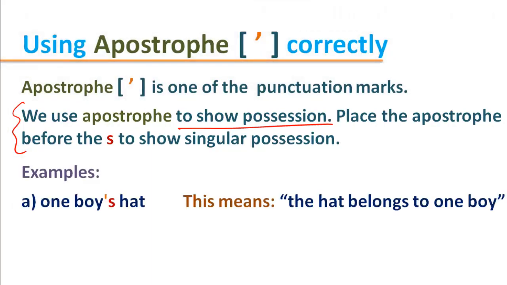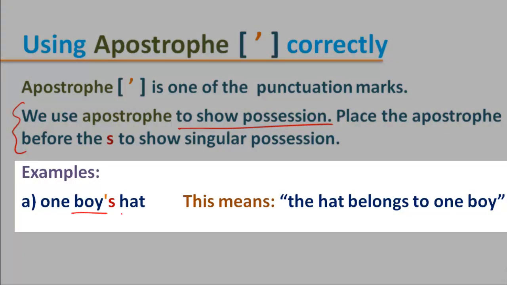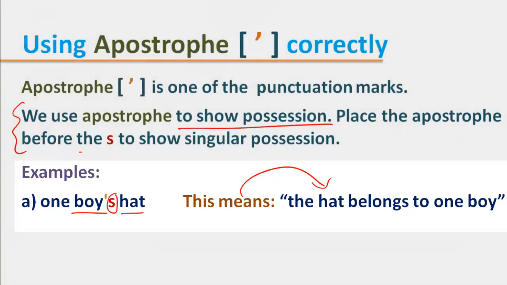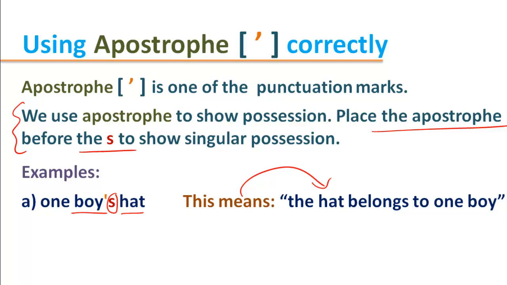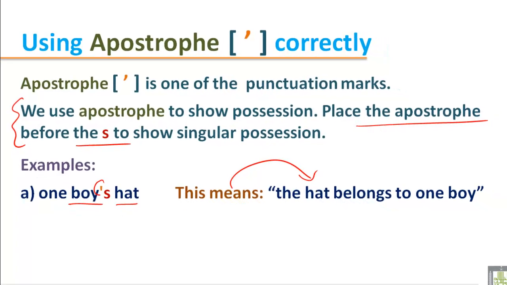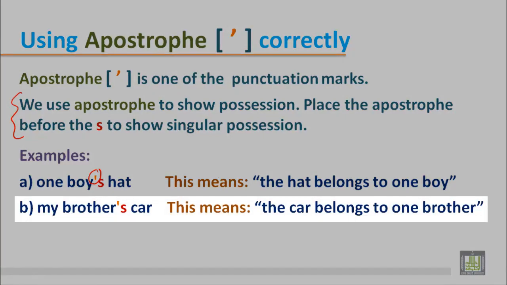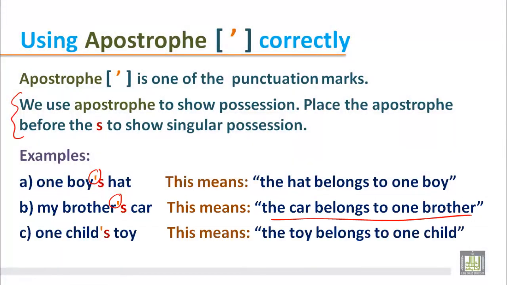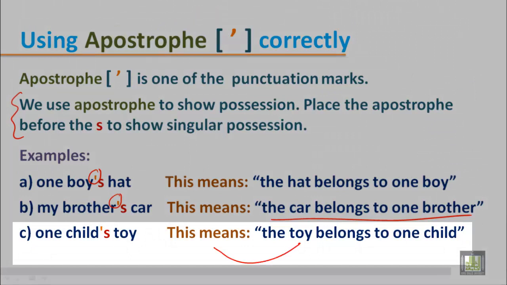Place the apostrophe before the S to show singular possession. Let's have the examples. Number A, one boy's hat. It means the hat belongs to one boy. And we can find the apostrophe just before S, as it says here: place the apostrophe before the S to show singular possession. The second sentence, my brother's car. This means the car belongs to one brother, and we put the apostrophe just before S. Number C, one child's toy. It means the toy belongs to one child, and just before S, we put the apostrophe here.